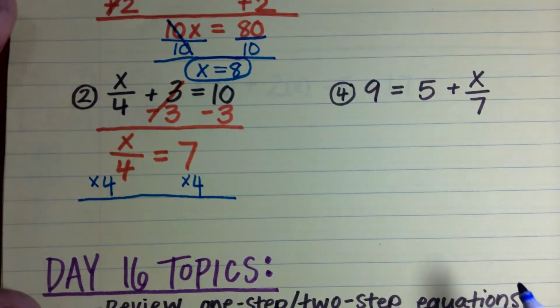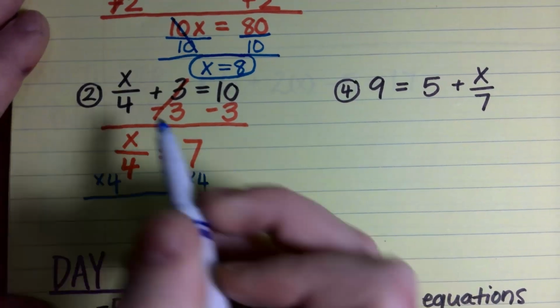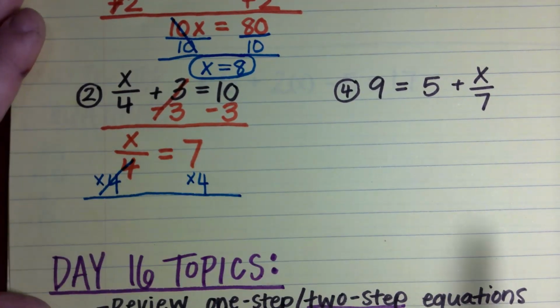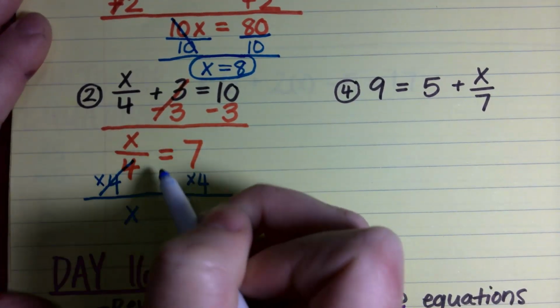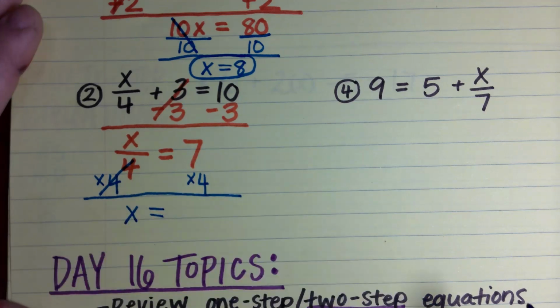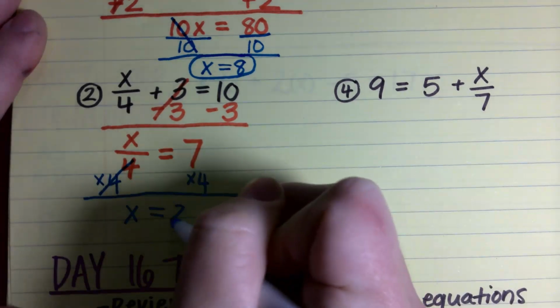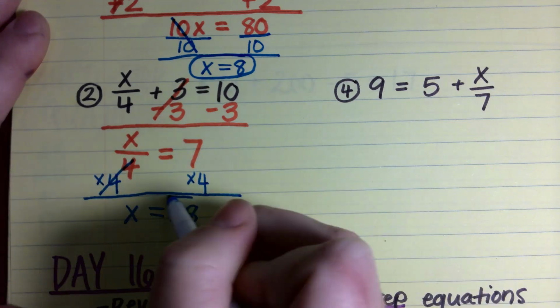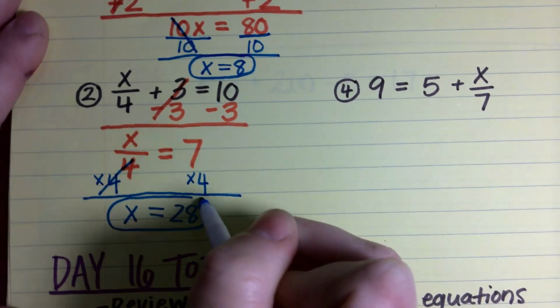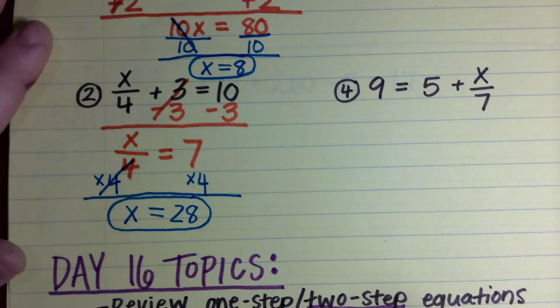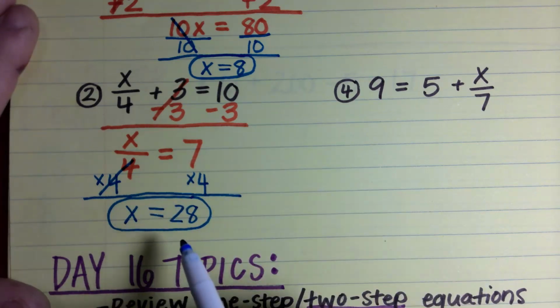Okay, what's going to happen to my 4s? Those are going to cancel out, absolutely. I'll bring my x down, my equal down. And what is 7 times 4? 28. Very good. All right. If you didn't get 28, do we understand now why the answer is 28?